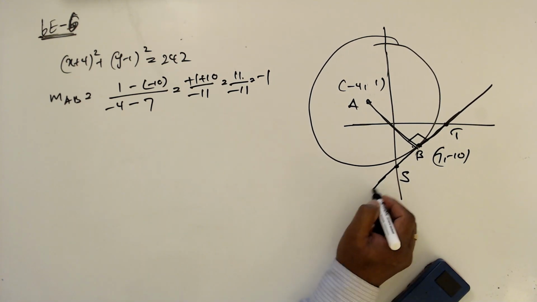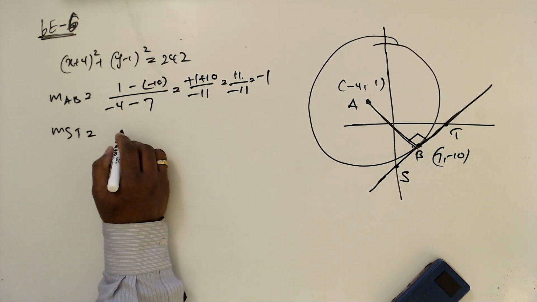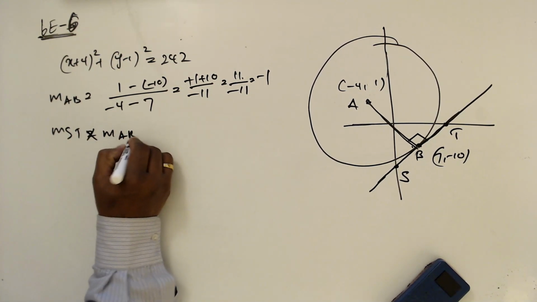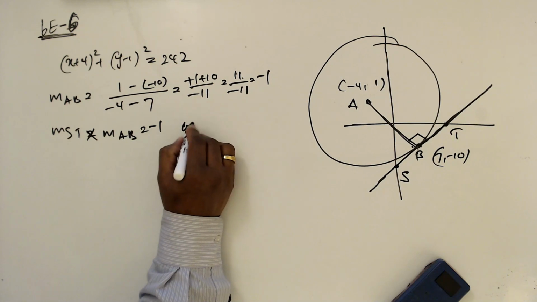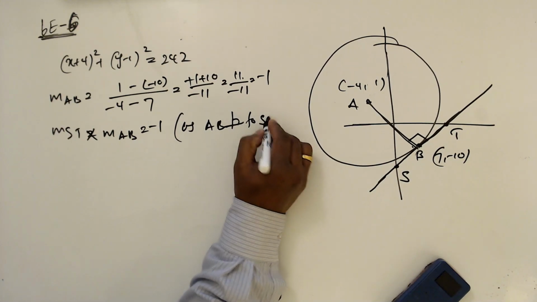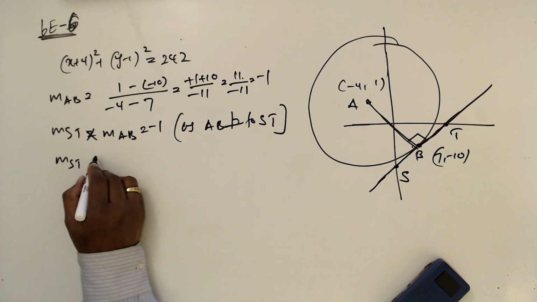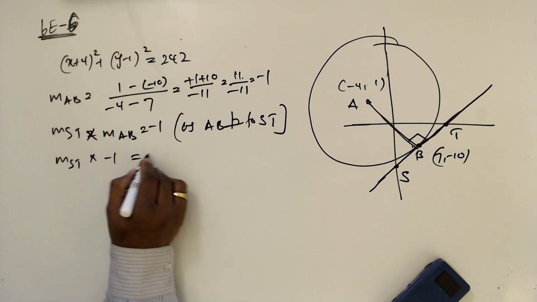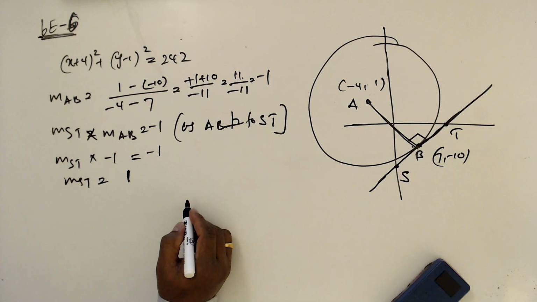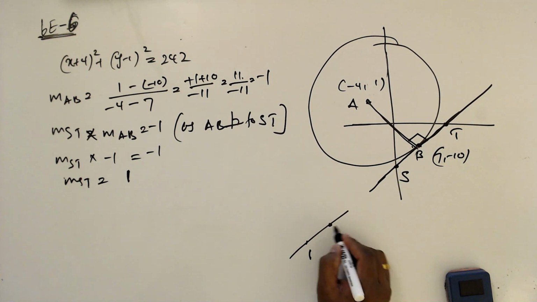Now, okay, gradient of ST, MST equals. MST times MAB equals minus 1, as AB is perpendicular to ST. Then MST times minus 1 equals minus 1. Hence MST equals 1. Now I know the gradient of this line is 1 and I know a point 7, minus 10.